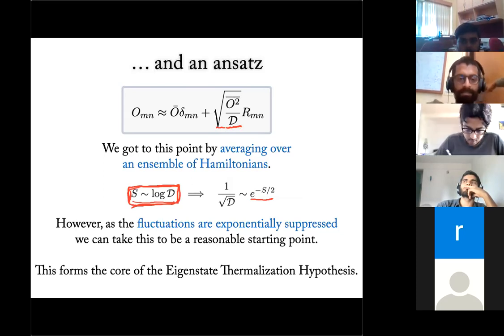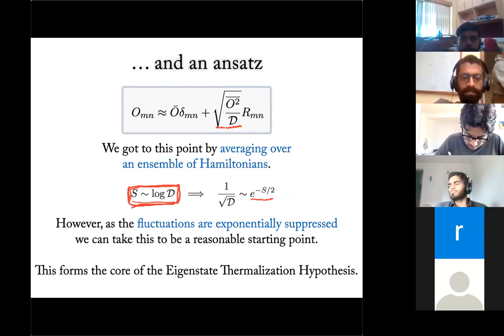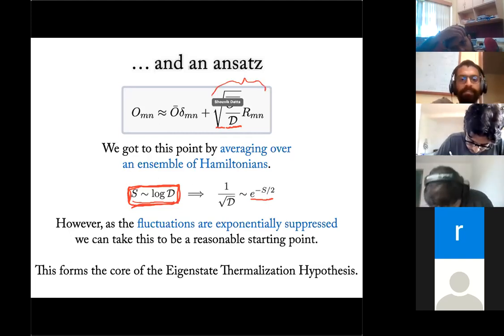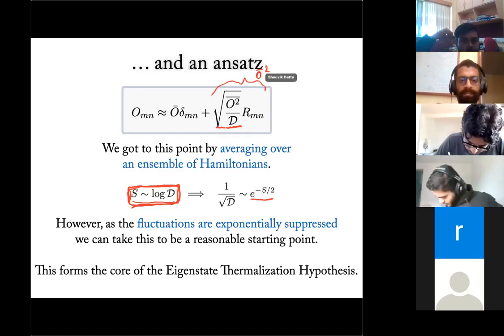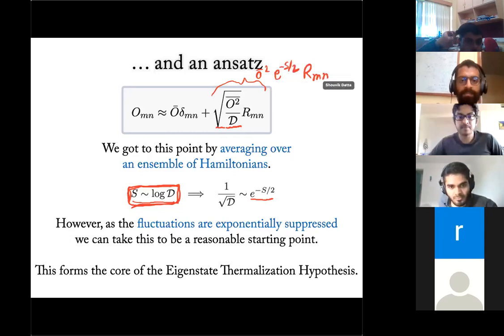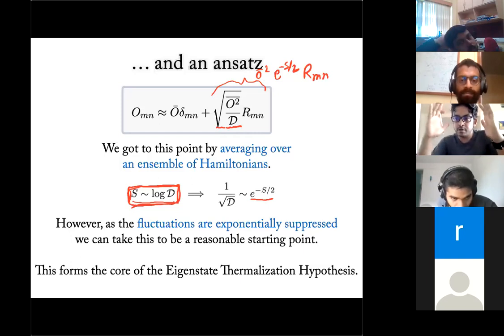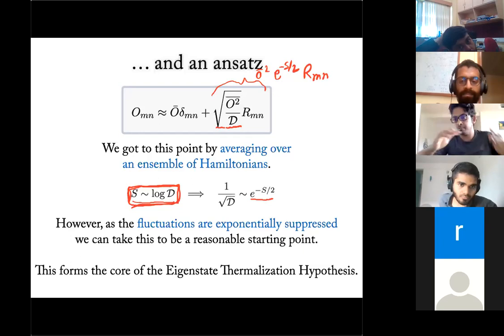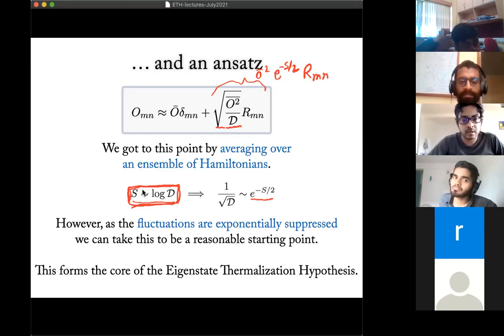Okay, so this part over here you can write it as mod O squared times e to the minus s by 2 times R Mn. Okay, so you can rewrite this thing in this way. So we are looking at high energies at the description. We are trying to describe the system at high energies, where the entropy is given by this. And you can write this as this.